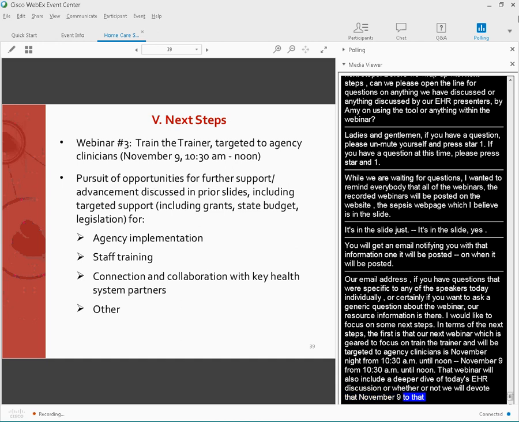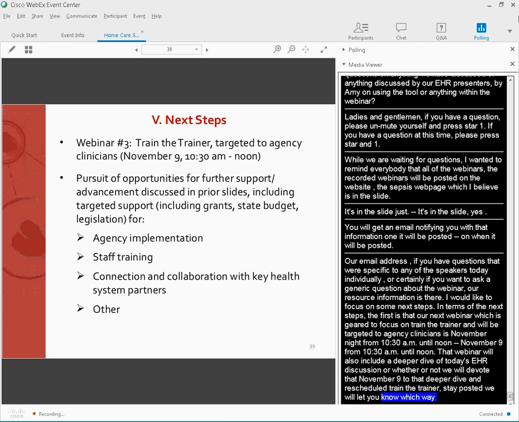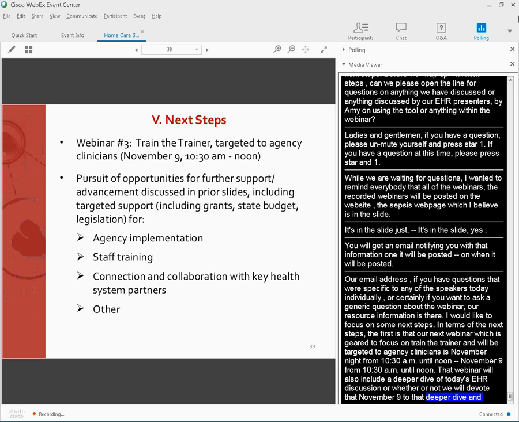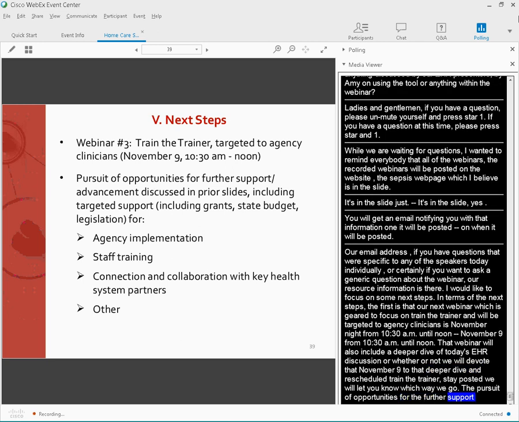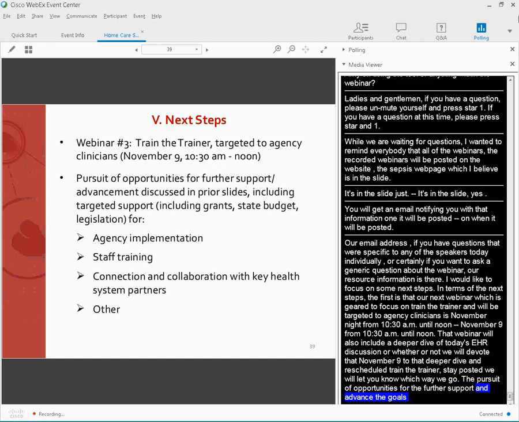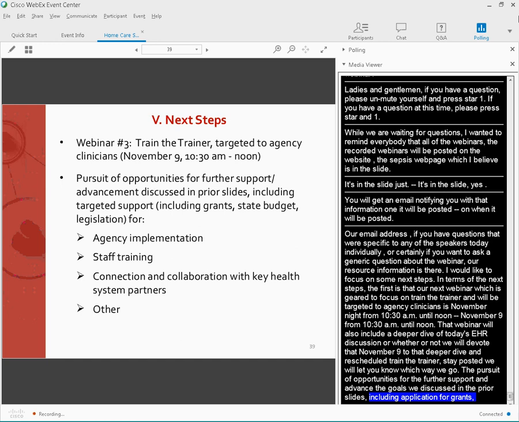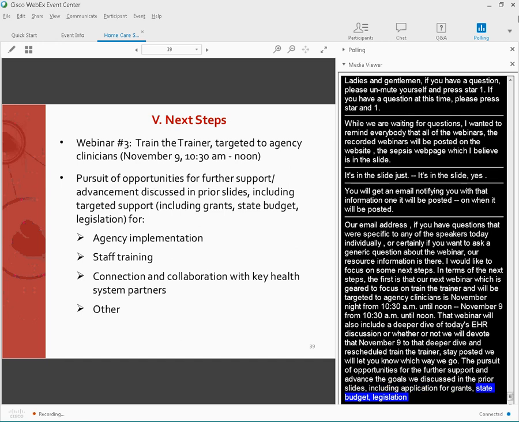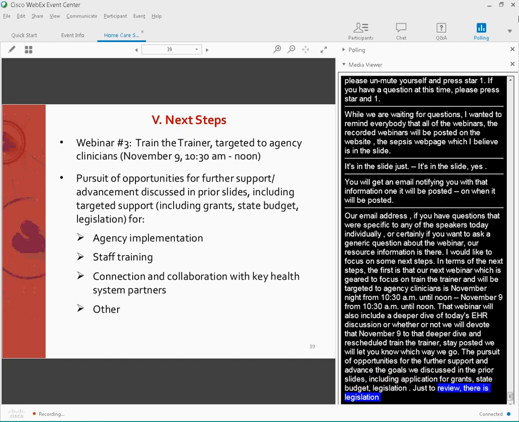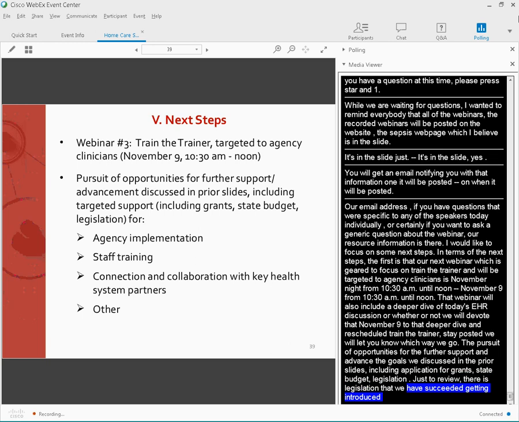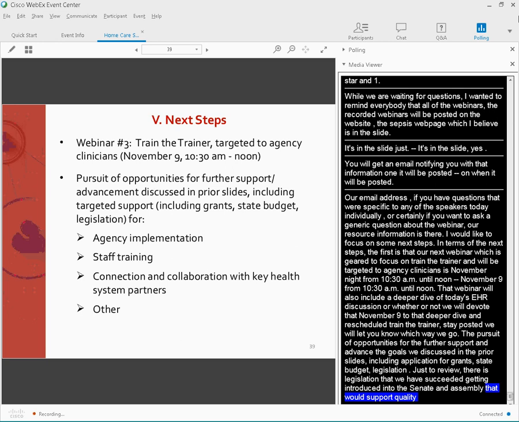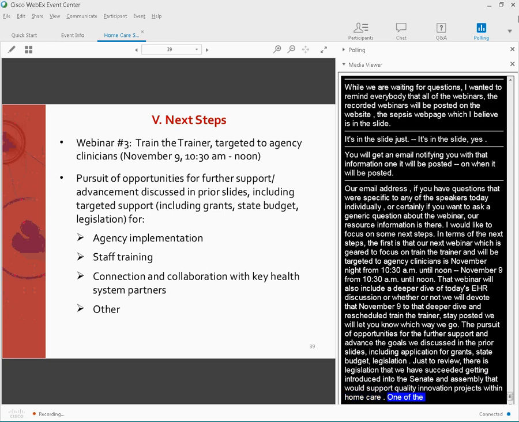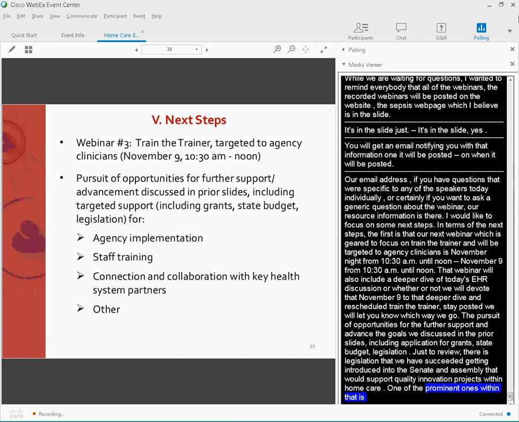Also, in terms of next steps, are the pursuit of opportunities to further support and advance the goals that we discussed in the prior slides, including application for grants, state budget, legislation. Just to review, there is legislation that we've succeeded in getting introduced in the Senate and Assembly that would support quality and innovation projects within home care. One of the prominent ones within that is agency adoption and training and utilization of this sepsis screen.